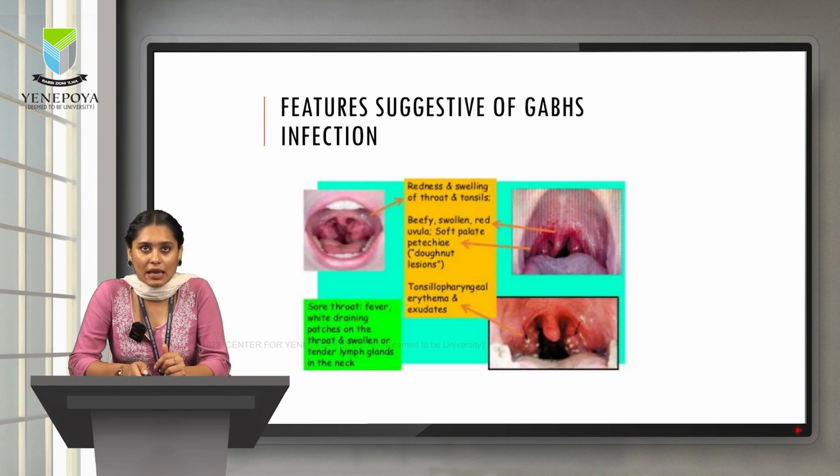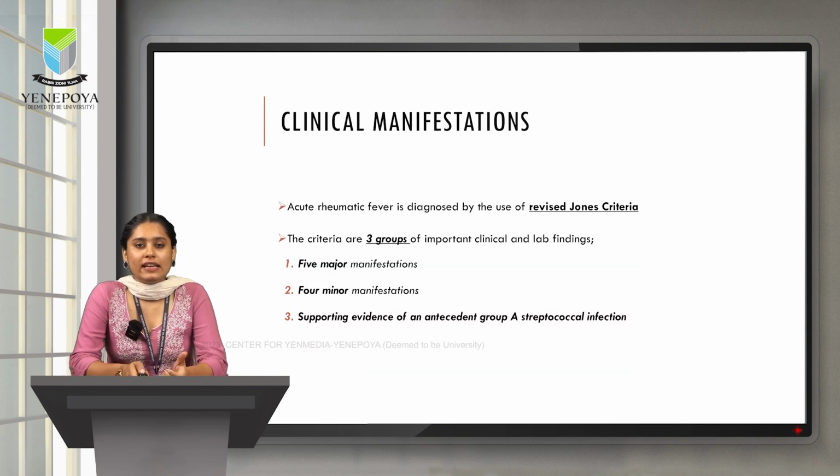So you can see in this image, in the first image you can see there is redness and swelling of the throat and the tonsils, and in the second image you can see there is a beefy swollen red uvula, or you can also call it soft palate petechiae. Okay, Donald lesions can be seen, and in the third image you can see that there is tonsillo-pharyngeal erythema and exudates. Okay, those arrow marks are pointed towards those exudates which are present, and sore throat is also commonly present in these patients. Moving on to the clinical manifestation.